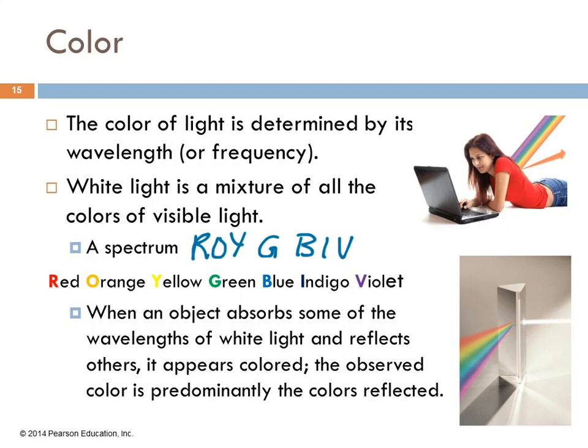Have you ever looked at a child's drawing of a rainbow and thought, there's something not right about that rainbow? Children often don't recognize that rainbows always have the colors in the same order. And it has to do with the wavelengths of light and how they get separated in a prism. So when an object absorbs some of the wavelengths of white light and reflects others, it appears to be colored. What we're seeing from objects is the light wavelengths that are reflected. So this girl's shirt is reflecting red light and it's absorbing the other wavelengths of light.